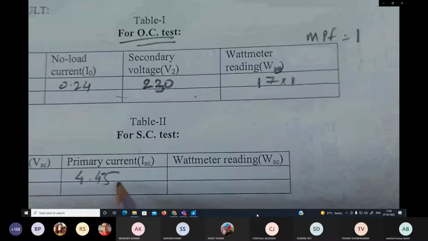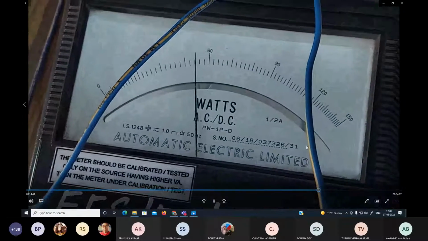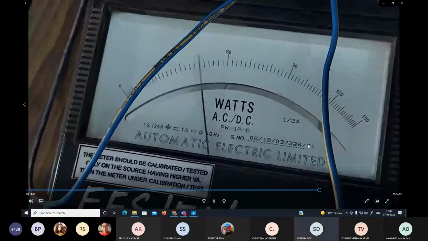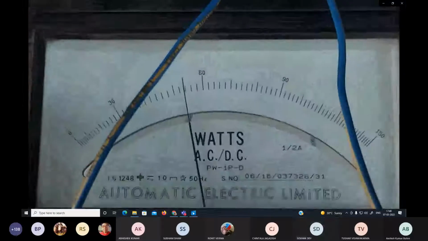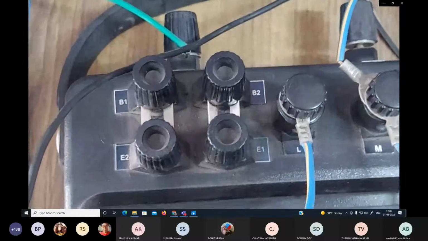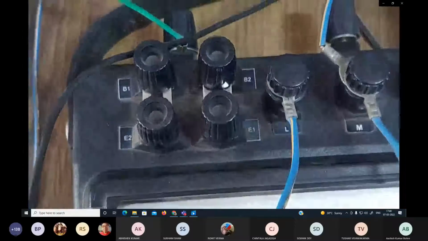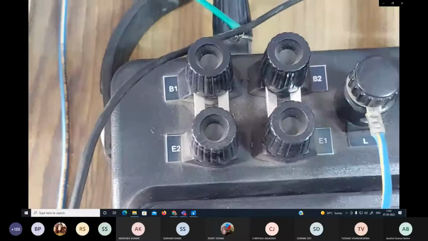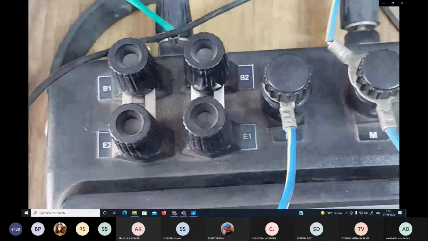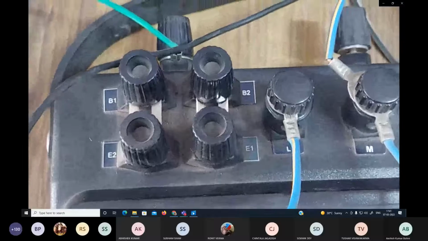Okay. And after that, the wattmeter reading. Is it audible properly and visible also? A little bit fluctuating. Yes, sir. Now for the wattmeter reading, we need to check the multiplying factor for the wattmeter. For that, we need to know at what ampere range and at what voltage range the wattmeter has been connected. Here you can see that B1, E2 are shorted and B2, E1 are shorted. These knobs are for controlling the current capacity of the wattmeter.